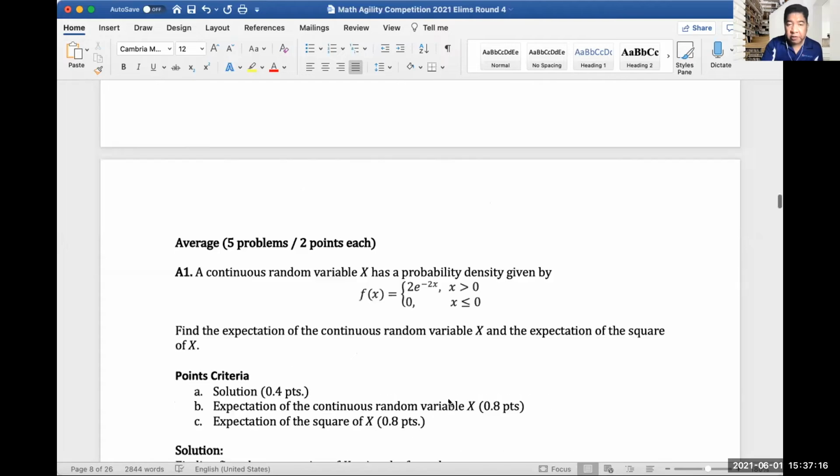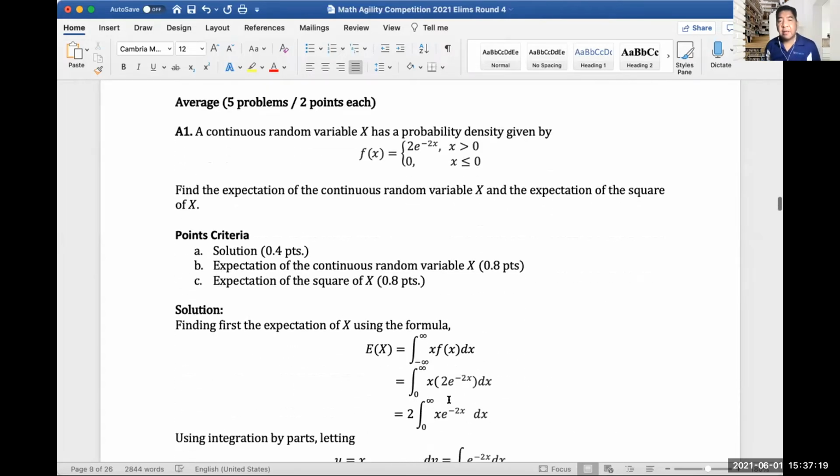So average question number one is again another statistics and probability problem. A continuous random variable x has a probability density given by f of x, 2 e to the negative 2x when x is greater than 0, and it will be 0 when x is less than or equal to 0. Find the expectation of the continuous random variable x and the expectation of the square of x. Required is, of course, the solution. That would be 4 points, 0.4 points. Expectation of the continuous random variable x and expectation of the square of x.